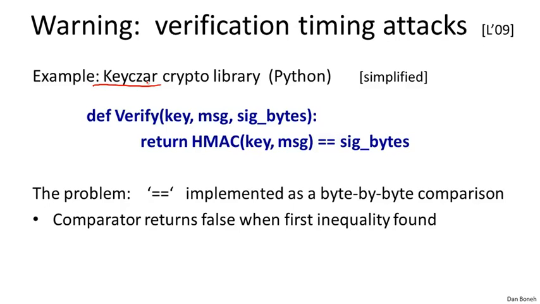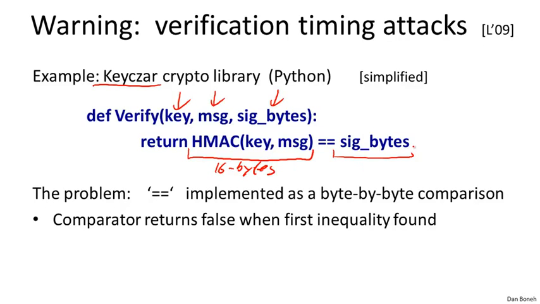So basically the inputs are the key, the message, and the tag bytes. The way we verify it is we recompute the HMAC on the message, and then we compare, say, the resulting 16 bytes to the actual given signature bytes. So this looks perfectly fine. In fact, anyone might implement it like this, and in fact, many people have implemented it like this.